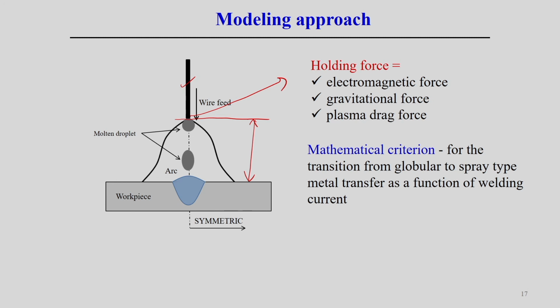So, some sort of mathematical criteria may be needed to set for the transition from the globular to the spray type of the metal transfer, and that can be represented as a function of welding current. We can follow some kind of simple analytical calculation, and this condition can be obtained from this particular analytical solution, to tell what kind of metal transfer there is, or if there is a transition from one kind of metal transfer mechanism to another.